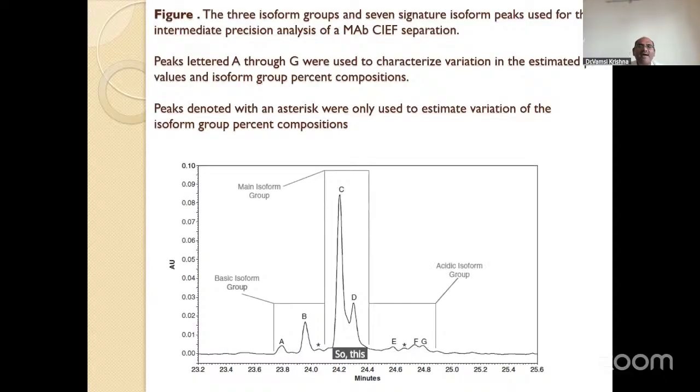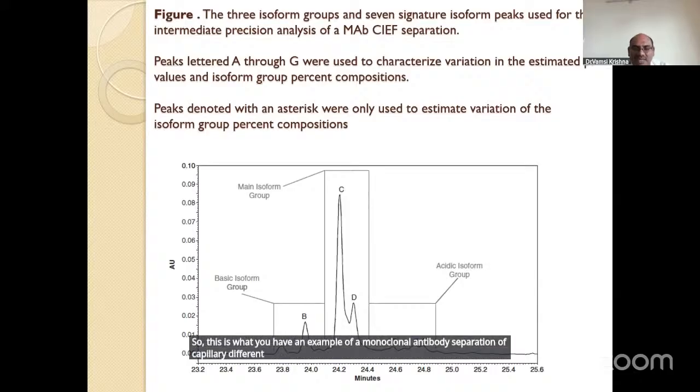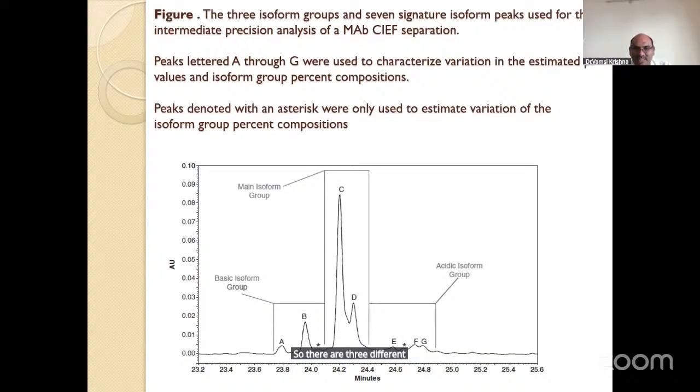So this is one example of a monoclonal antibody separation of different isoforms by capillary isoelectric focusing. This is the analysis of one monoclonal antibody. If you observe the electropherogram, there are three different zones. One is the main isoform group, another is the basic isoform group, and another is the acidic isoform group. These are the different isoforms apart from our main isoform group.